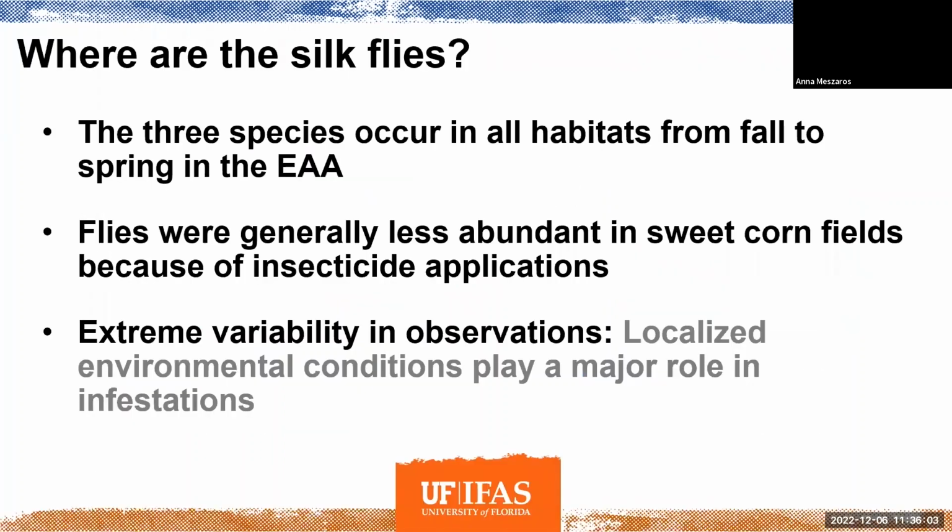So this was the first time we're trying wide scale to look at sailflies thanks to the traps that we developed. And you see that, well, the 3 species, they do occur in all habitats from the fall to the spring. There's no question about that. The flies were generally less abundant in the sweet corn field, thankfully, because we're managing them. But you can see that we still had sailflies out there.